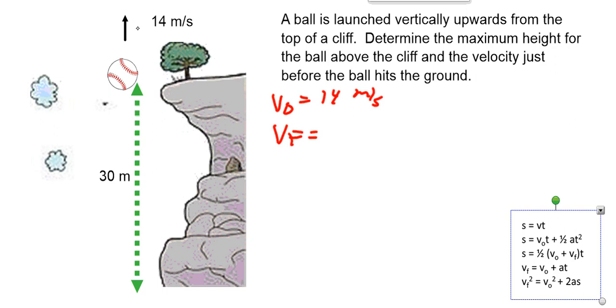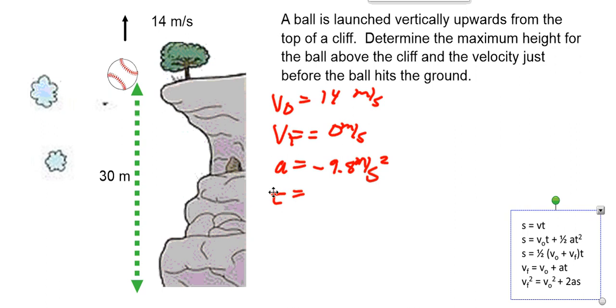V final at the max height, the ball would stop moving. That would be 0 meters per second. Okay, that looks good so far. Acceleration, and again, that v final is not given. We have to infer that v final is 0 at the top of the max height. Acceleration is also not given. We would infer that to be gravity, 9.8 meters per second squared. We're assuming that there's no air resistance in the question.